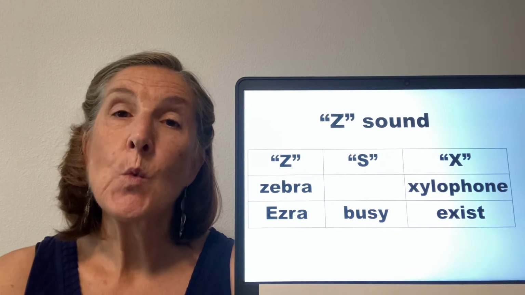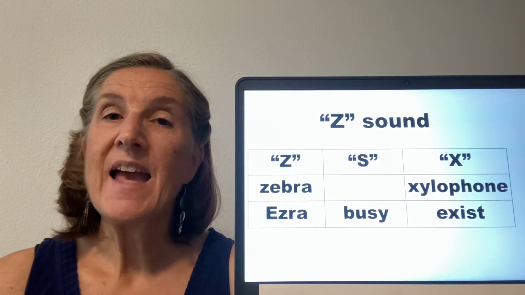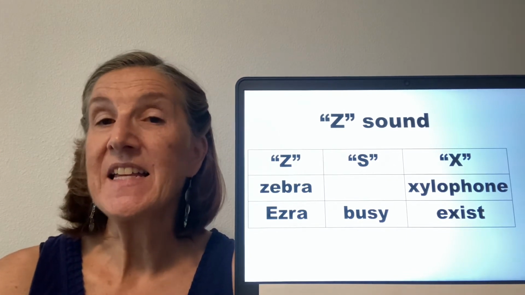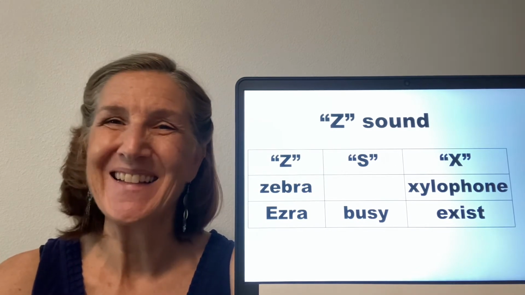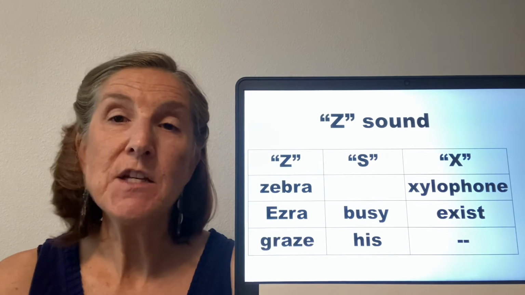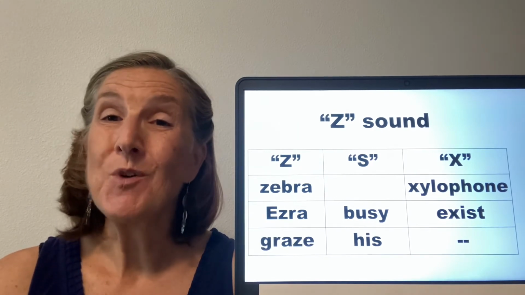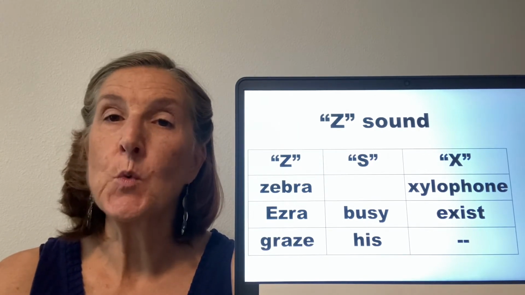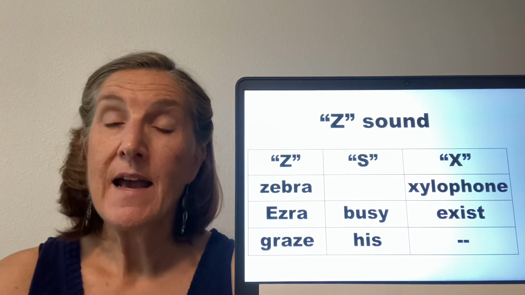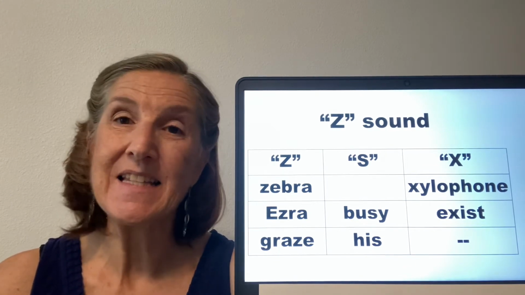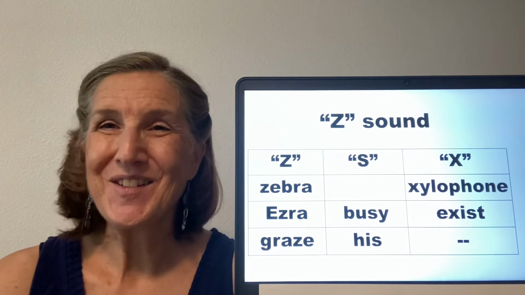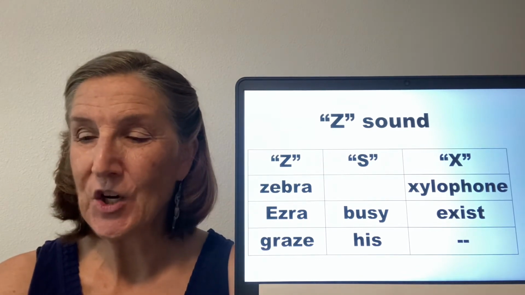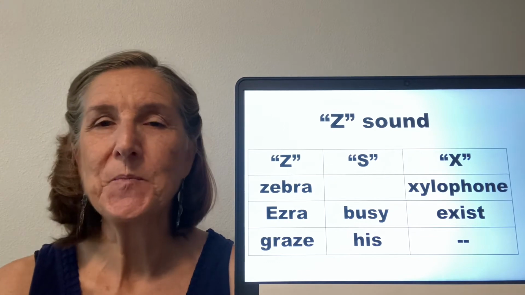And in the word exist, it's like an E-G-Z-I-S-T, but formed with that X. And at the end of a word, the Z will give us a Z sound, as in the word graze, and an S can give us a Z sound in the word his, and the X does not give us a Z sound when it occurs at the end of a word.